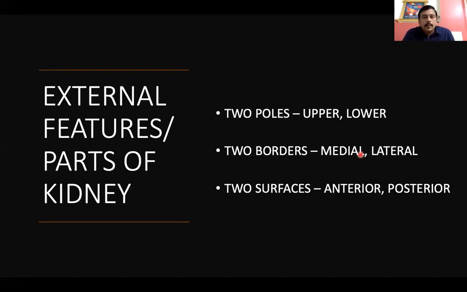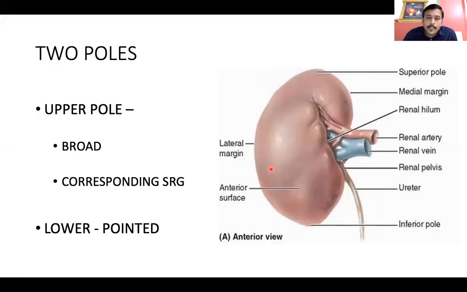Coming to the external features or the parts of the kidney. Basically the kidney has 2 poles, 2 borders, and 2 surfaces. The 2 poles are the upper and lower poles. The 2 borders are the medial and the lateral borders, and the 2 surfaces are the anterior and posterior surfaces. So we'll see each one of these features now.